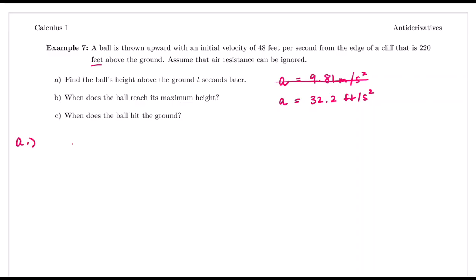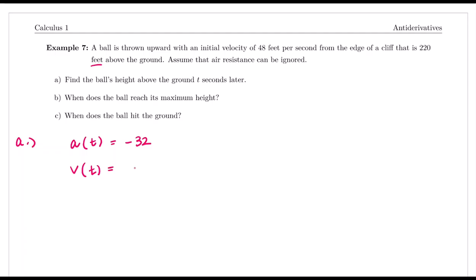So for part A, I need to start with the acceleration function. A of t is equal to, the other thing is, because the ball is thrown upward with an initial velocity and then it starts to fall, and if we think about the traditional y and x axis, it will look something like that. Our acceleration needs to be negative because it's going to be falling downwards, so I'm going to make it negative 32.